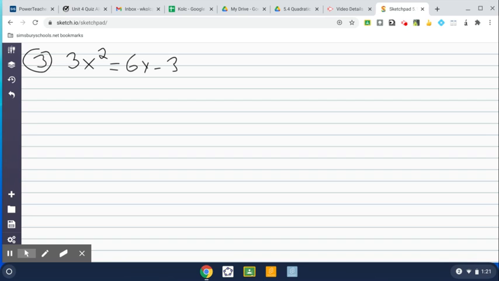Okay, so you have to make it equal to 0. So put it in the form ax squared plus bx plus c. So you get 3x squared. If you move 6x to your left, it becomes negative 6x. And if you move negative 3 to the left, it becomes plus 3 and is equal to 0. Then identify the value of a, b, and c. A is 3, b is negative 6, and c is positive 3.